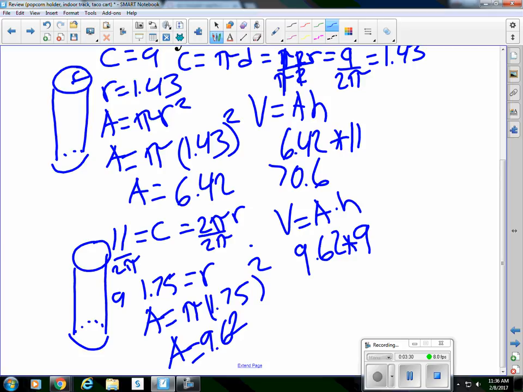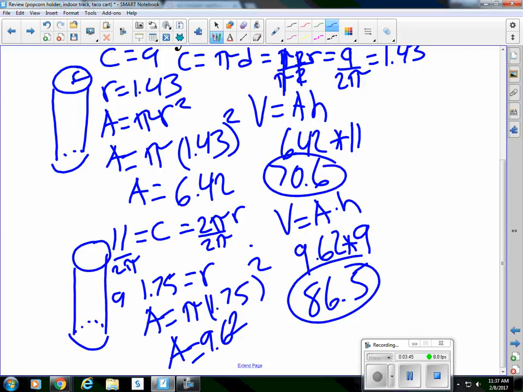So we multiply 9.62 times 9, and we get 86.5. So I had a volume of 70.6 and 86.5 for a difference of 15.9. That's cubic inches. But anyways, you can get more volume if you roll it so that the circumference is longer.